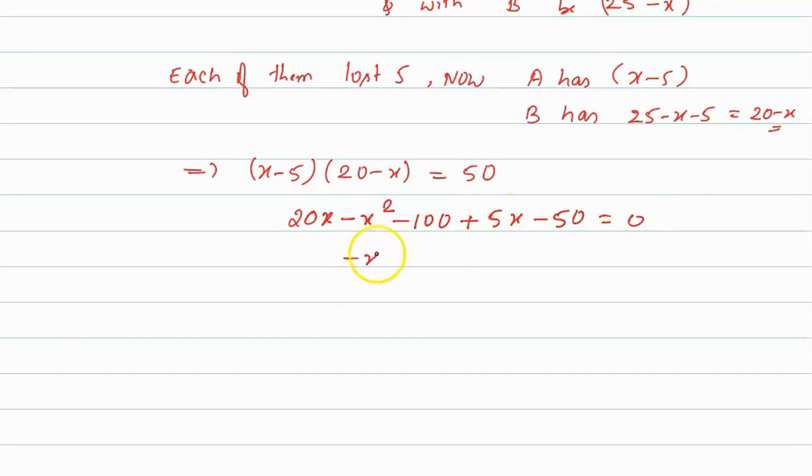So this gives minus X square, 20 plus 5 is 25X, minus 150 equal to 0. By writing in the standard form, I will get X square minus 25X plus 150 equal to 0 is the required quadratic equation for this question.